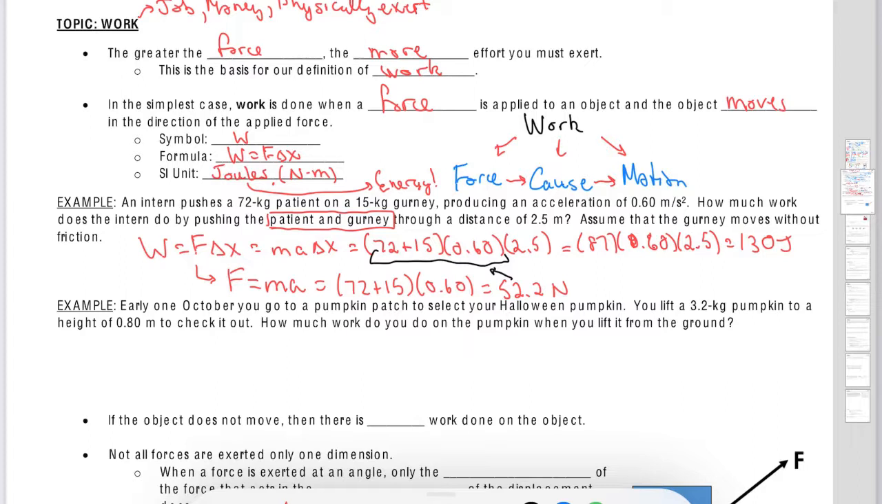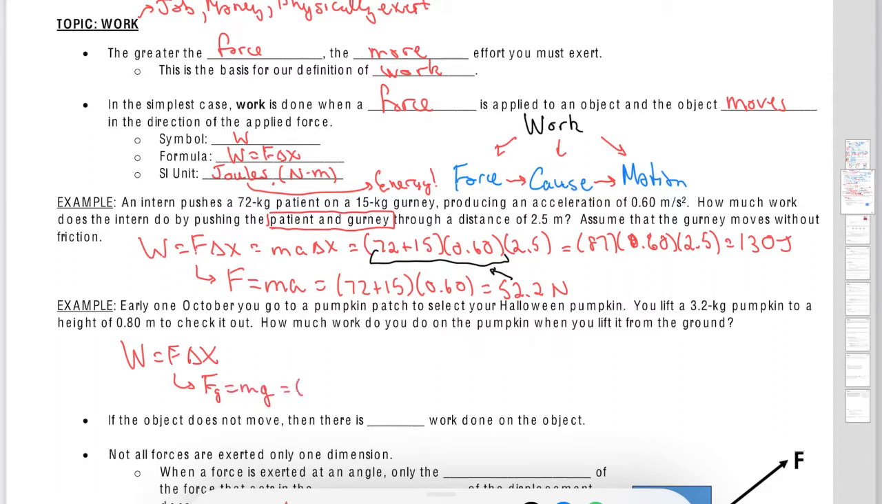You're lifting a pumpkin from a pumpkin patch. It's 3.2 kilograms, and you're going to lift it to a height of 0.80 meters. How much work do you do in lifting the pumpkin from the ground? And so we have work equals F delta x. Now when you lift something, you have to lift with at minimum the weight of the object.